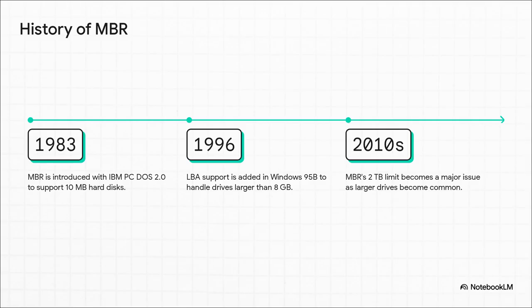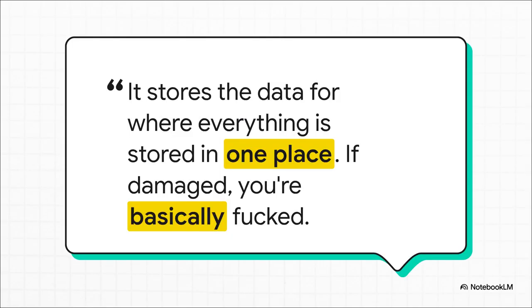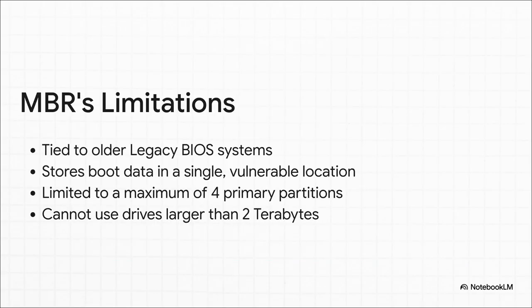You know, this analogy from a Reddit user just nails it. MBR is like having only one single copy of the map to all your data, and it's stored in one very specific place. If that one spot gets damaged or corrupted, well, your computer is totally lost, and your data is pretty much gone. So, yeah, MBR's age led to some pretty big problems. It was tied to old-school BIOS systems, it had that single point of failure we just talked about, it was limited to just 4 partitions.